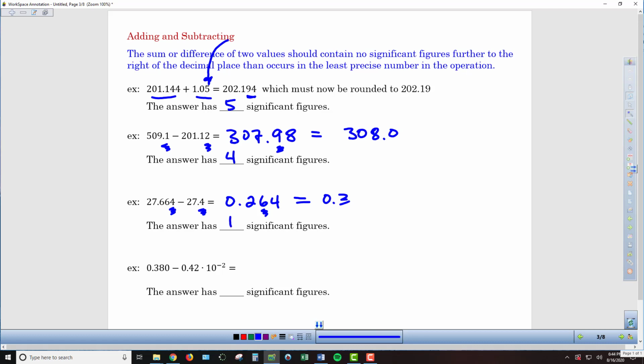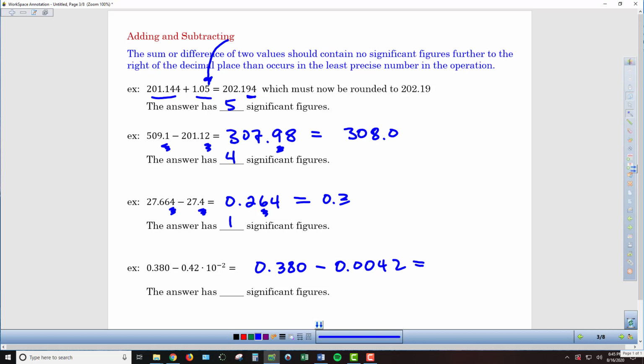So you can see here we end up with just one significant figure, even though we subtracted numbers that had significantly more significant figures, excuse the pun there, than our final answer. For the last one, before subtracting these numbers, we're going to want to convert that second number into standard form so that we can get a better sense as to its accuracy. So I've got to move the decimal 2 places, so 0, 0, 4, 2.